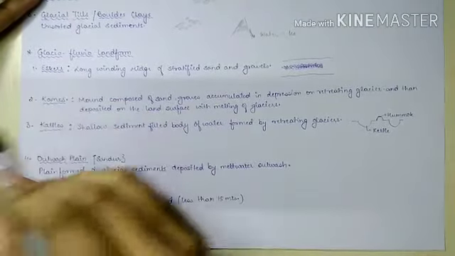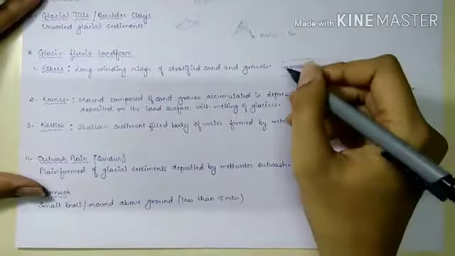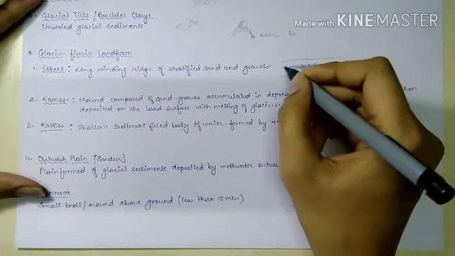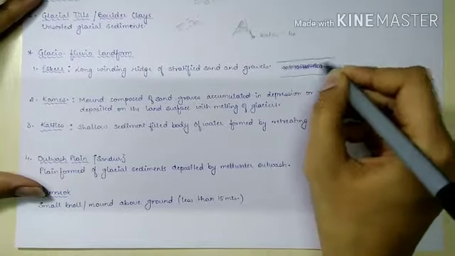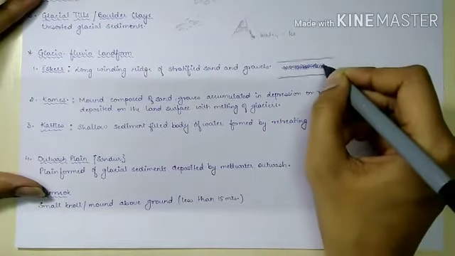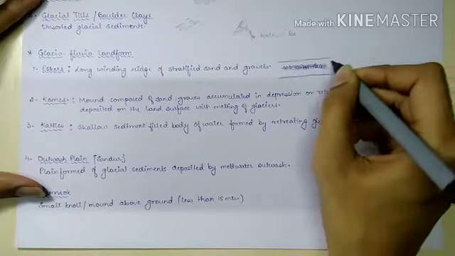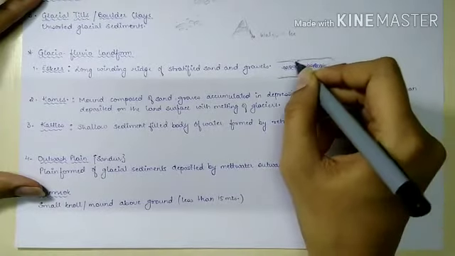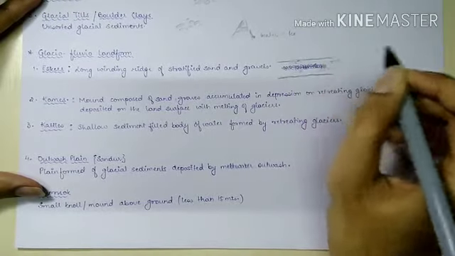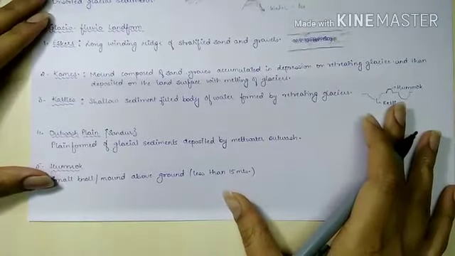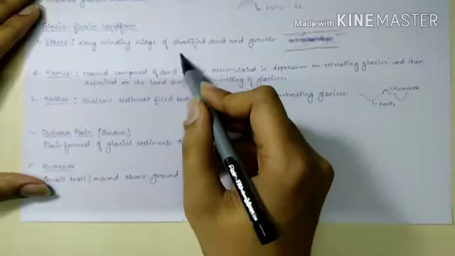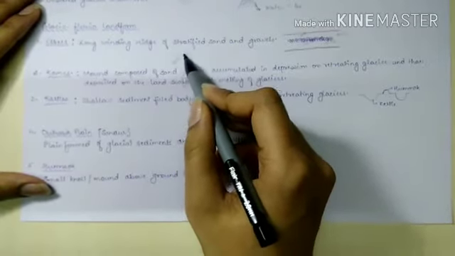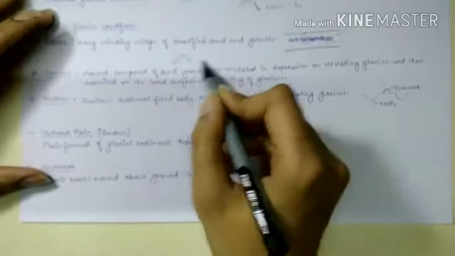Esker is a long winding ridge of stratified sand and gravel. So this is sand and gravels. This is a ridge formed in the pathway of the stream. Okay, next we have kame. Kames are actually mounds composed of sand and gravels.